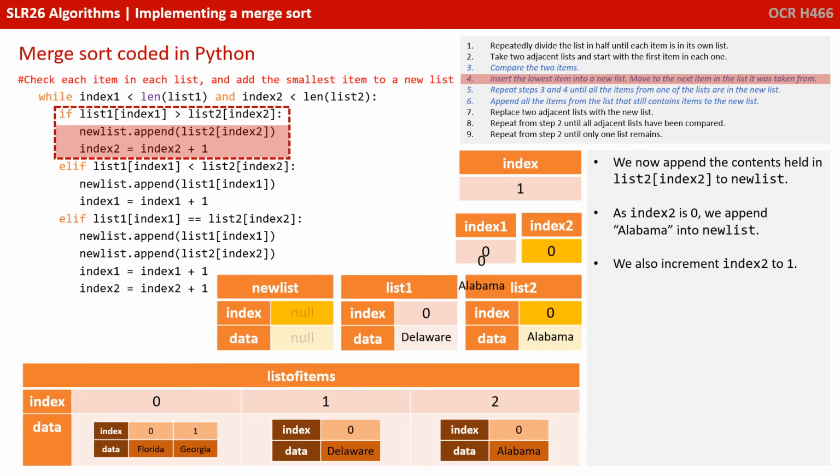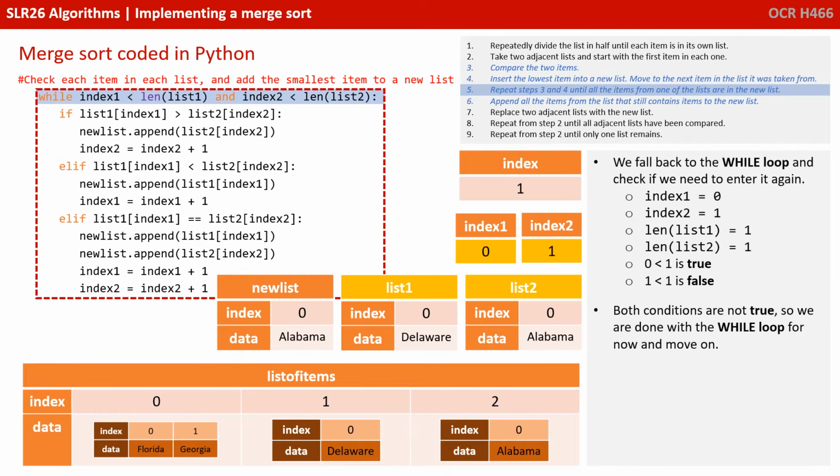We now append the contents held in list 2 index 2 to new list. As index 2 is 0, we append Alabama into new list, and we also increment index 2 to 1. We fall back to the while loop and check if we need to enter it again. This time when we evaluate the expressions, we find we have a true and a false. So as both conditions are not true, we're done with the while loop for now and move on.